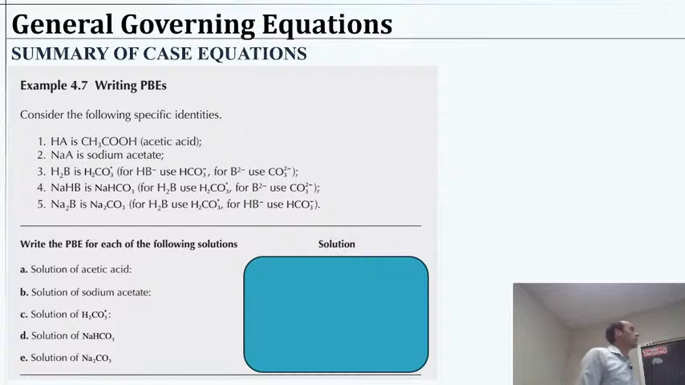Let's take a couple minutes to consider these specific situations, and the task is to then write a mass balance for each of these solutions.